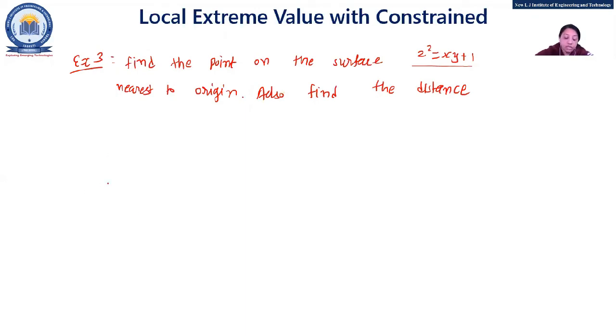So your surface will be z square equal to xy plus 1. You need to find out a point which is on the surface and it is nearest to origin. So, for example, assume P(x, y, z) is a point on the surface. That we have assumed. Fine.